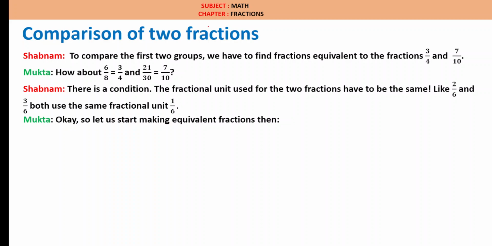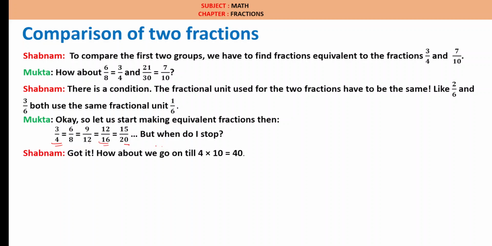Okay, now they have to make these equivalent fractions. So the first one, 3 by 4, they are multiplying the numerator and denominator with 2. We are going to get 6 by 8. When we multiply again with 3, we get 9 by 12, next 12 by 16, similarly like this. But where do we need to stop? We need to stop when both the denominators are the same, that is 4 into 10 is equal to 40. So until this denominator becomes 40, they need to continue.